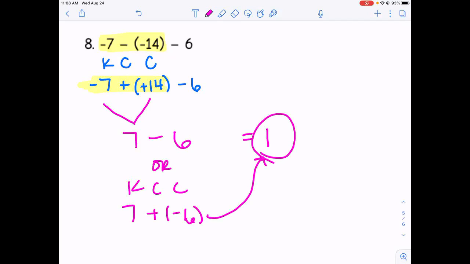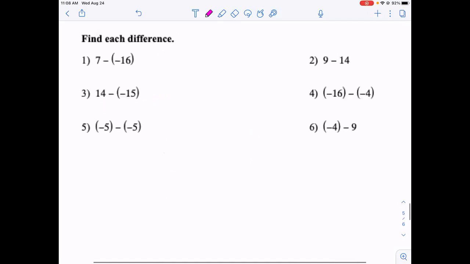Okay, all right, so this is what you're going to do in your notebook. You're going to work on these 6 problems. Ready, set, go.